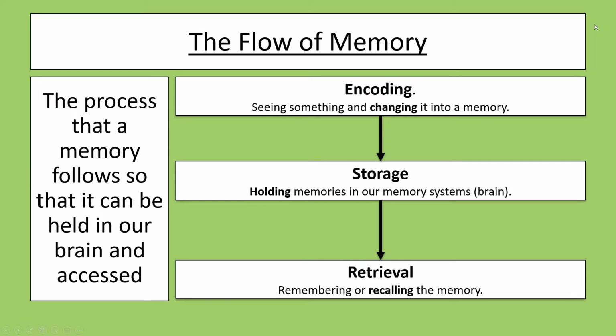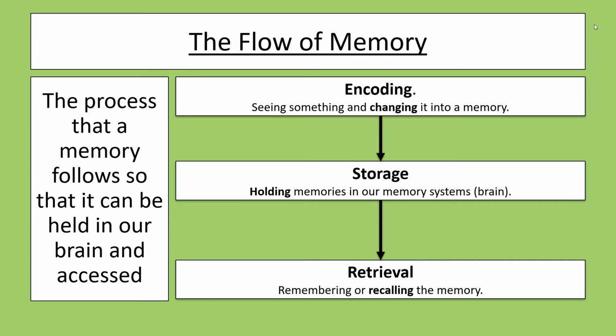So the flow of memory is the process that every memory follows, and that they all go through so that they can eventually be held in our brains and accessed at a later time. And those 3 parts are encoding, storage, and retrieval. Those are the 3 keywords that you might need to know for your exam. Each of them has a buzzword that goes with it, so you can see them in bold underneath.